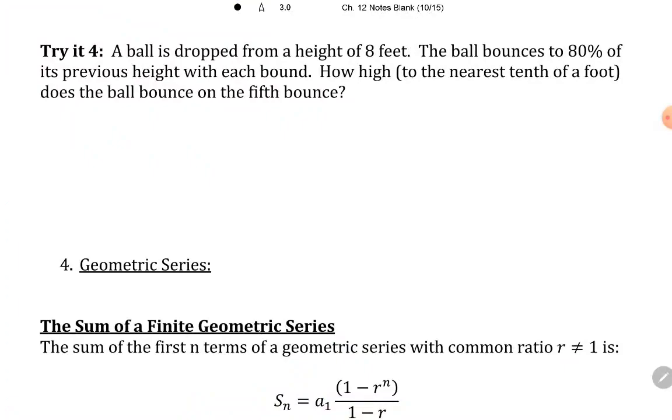A ball is dropped from a height of 8 feet. The ball bounces 80% of its previous height with each bounce. How high to the nearest tenth of a foot does the ball bounce on the 5th bounce? Okay.